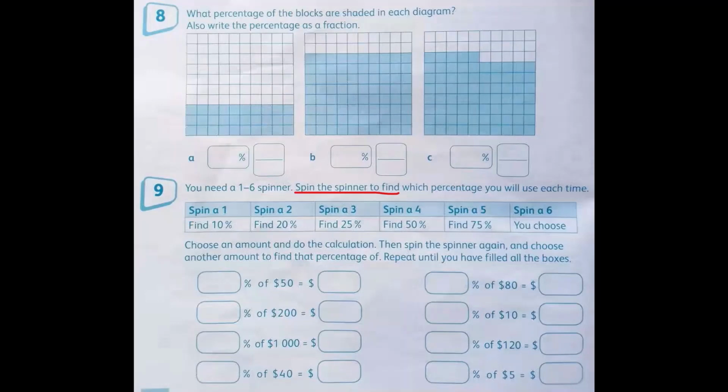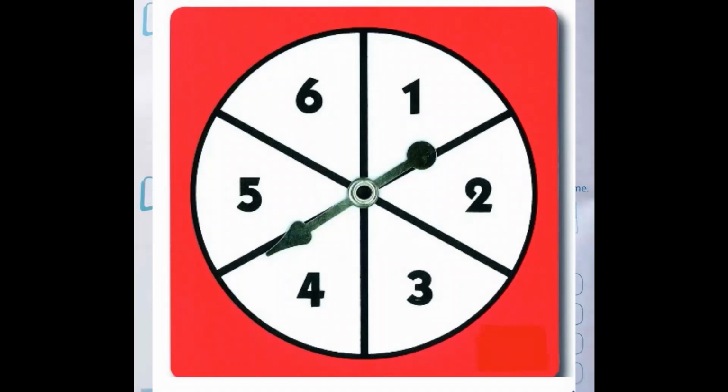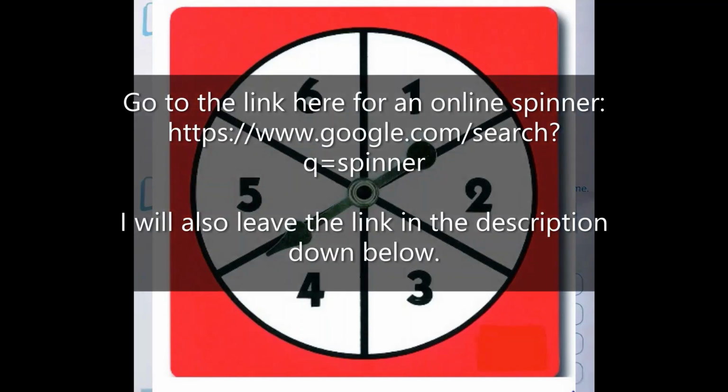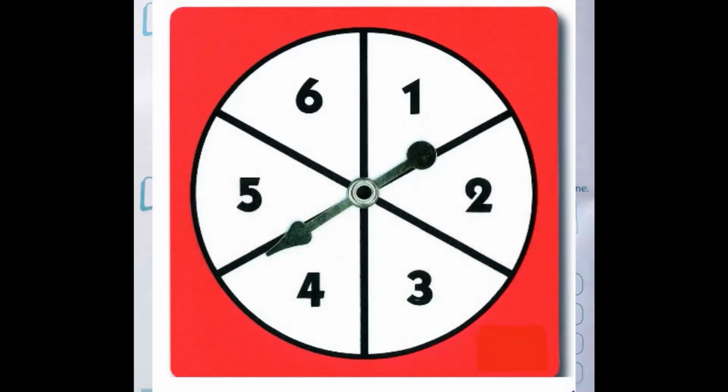Spin the spinner to find which percentage you will use each time. Now I did provide a spinner here, and I will leave this up for you to look at so you can get an idea of what a spinner is. You don't have to copy this or print it out. As you can see, you can just draw a circle with 6 parts, and there's your spinner. Okay, so that's for problem number 9.